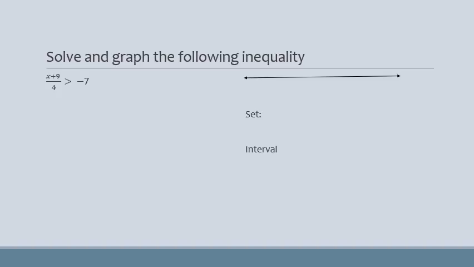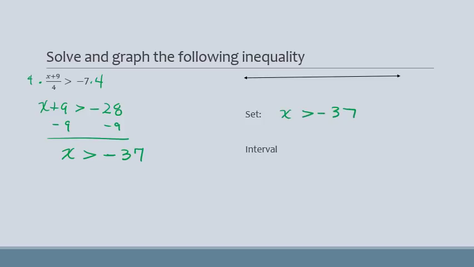Okay. In this case, I want to multiply both sides by 4. So I'm going to get x plus 9 is greater than negative 28. Okay. I'm going to subtract 9 from both sides, and I'm going to get x is greater than negative 37. So that's my set notation. My interval notation is negative 37 with the parentheses to positive infinity. So negative 38, negative 37, negative 36. So I'm going to have an open circle on negative 37, and my arrow will go to the right again.